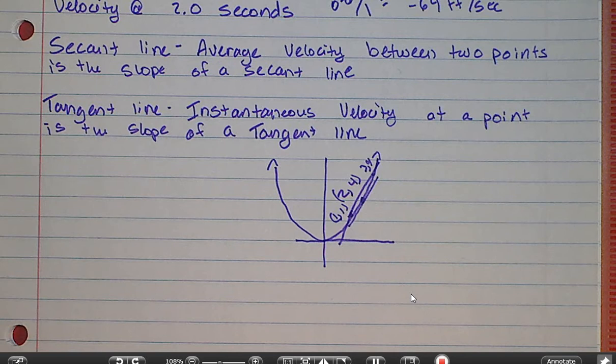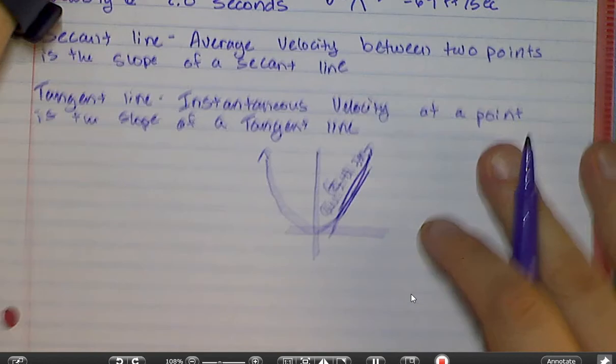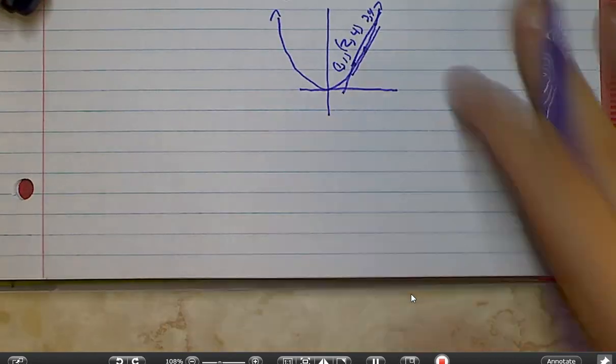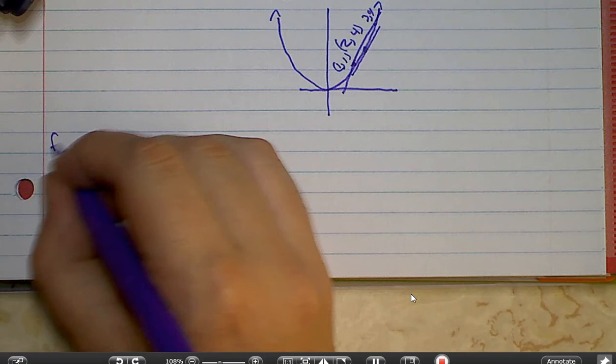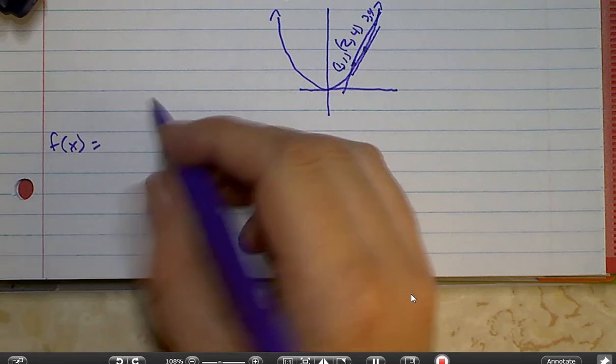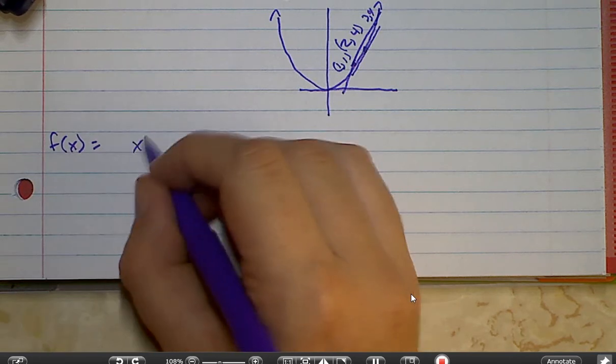So, let's say that we have an equation here, and I'm going to start out really simple. Let's say that we have a function f of x is equal to, let's do x squared plus 1.